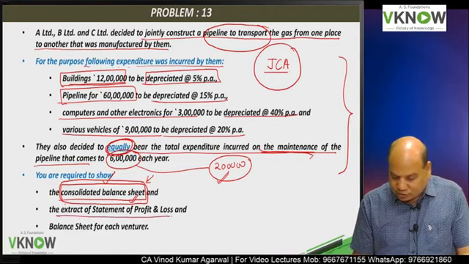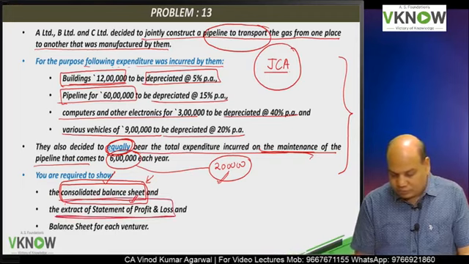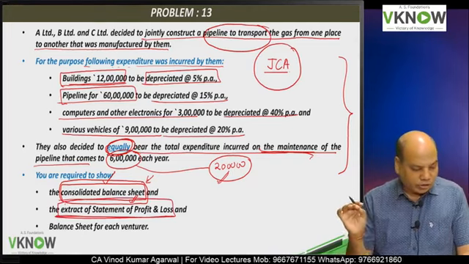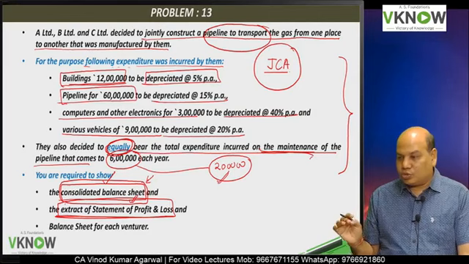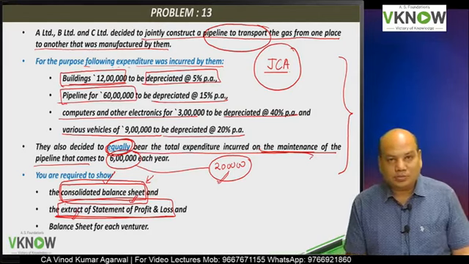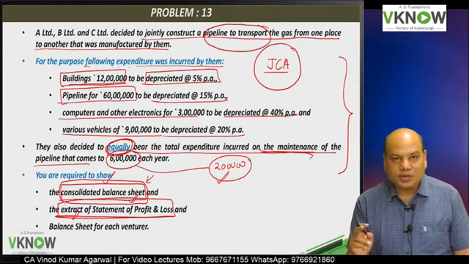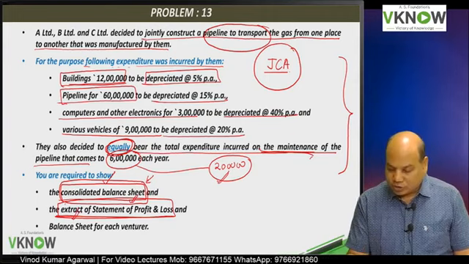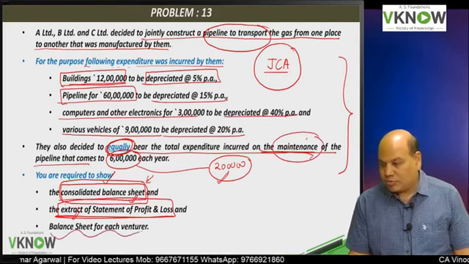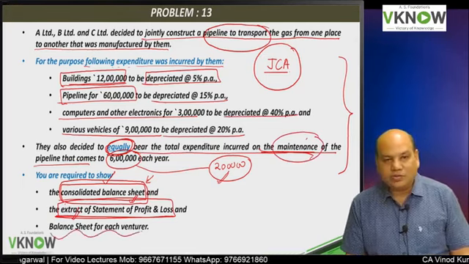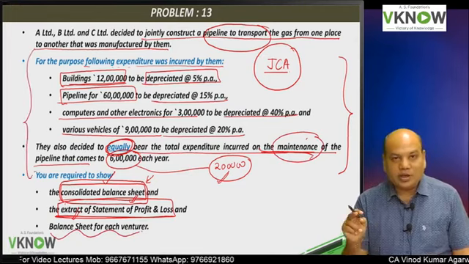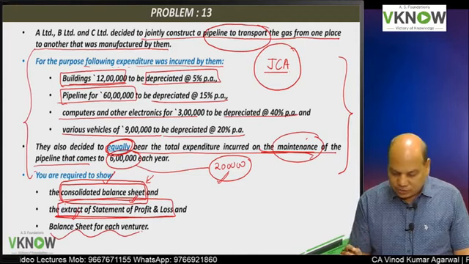Second is extract of the statement of profit and loss. Again, this is how much profit or loss this joint venture has made. We have to show only the extract. There is no revenue in this problem, but there are two expenses. One is depreciation and one is maintenance. And then the third part is the balance sheet of each venturer, that is, how these items will appear in the balance sheet of each venturer.